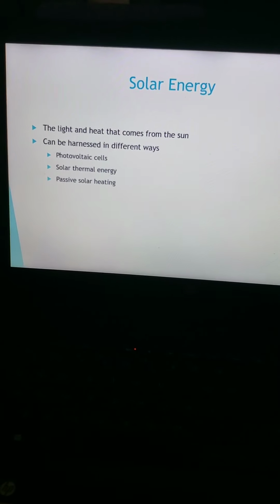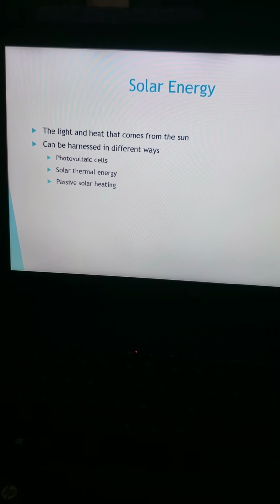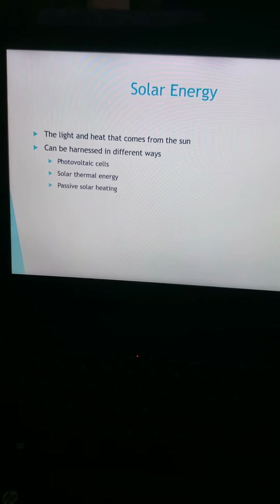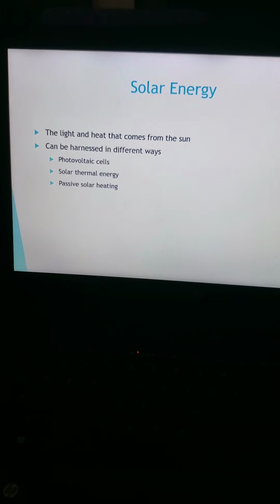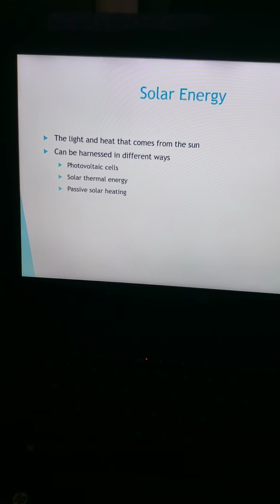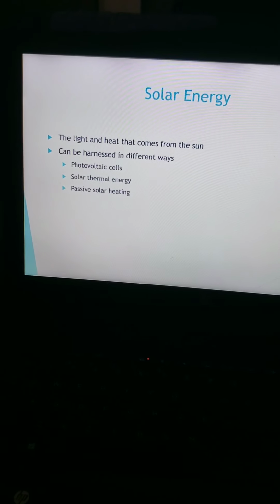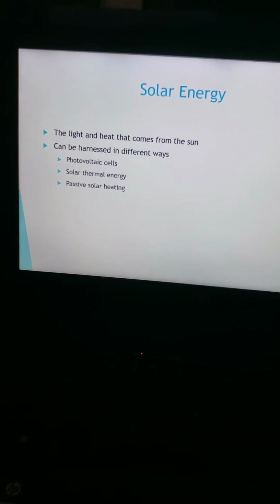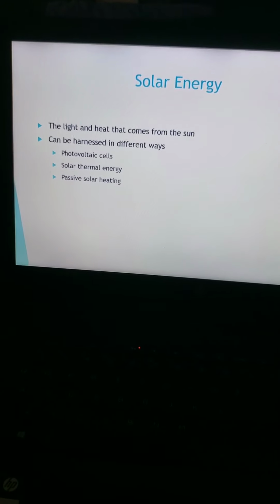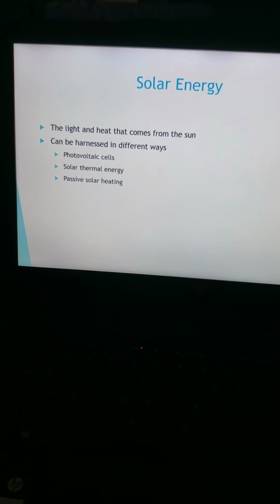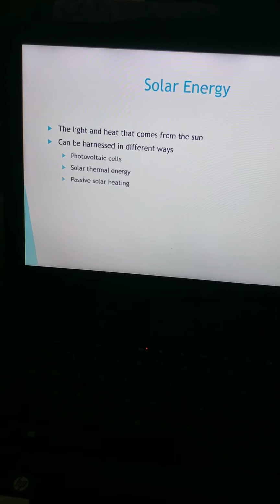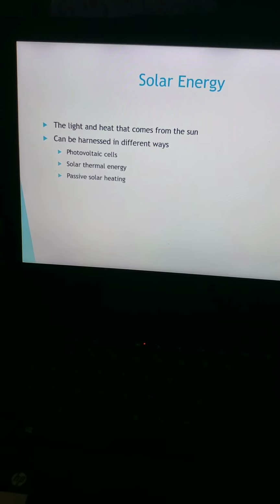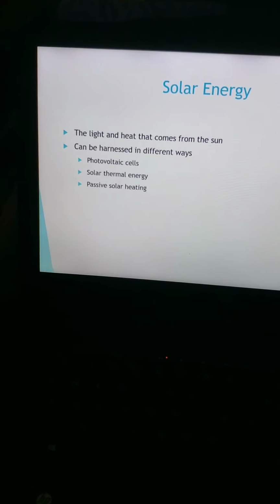The heat makes the liquid boil water to create steam. The steam spins a turbine connected to a generator. This generates the electricity. An example of this would be solar panels that harness thermal energy can be used for heating water in homes, buildings, pools, and etc.